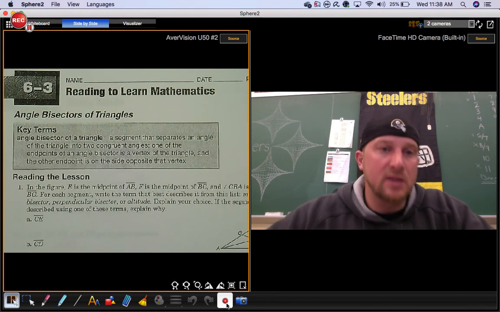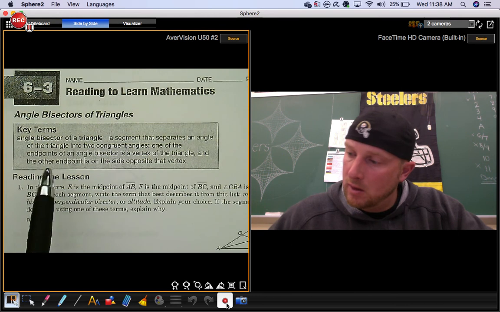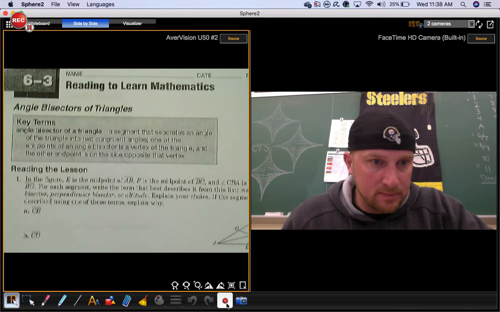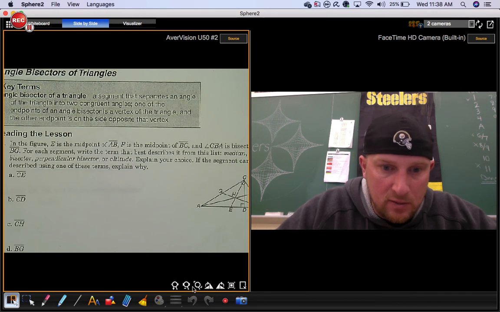This is section 6.3, reading to learn math. They tell you what an angle bisector is in case you don't remember. I'm going to zoom out here on this one.